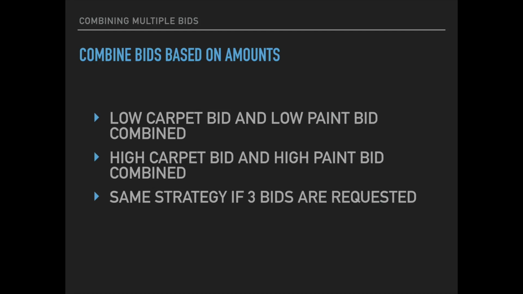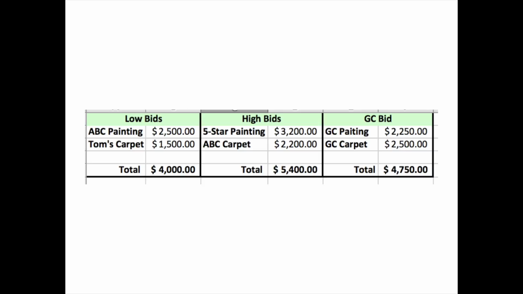If you have multiple bids and you've got to line them up, then the combined bids are going to be based on the amounts. All right? So let's say you get one general contractor that's bidding paint and carpet. And since you need two competing bids, you go out and get two more bids for carpet. So now you have a low bid and a high bid. And you do the same thing for paint. So you have a low bid and a high bid for paint. You're basically going to go through and add those up yourself.